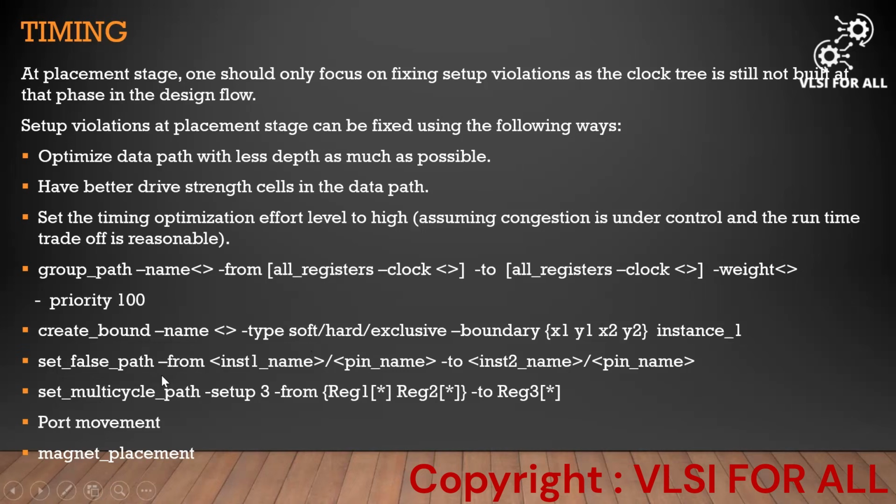And the next one is set false path. Let's say the start point is getting one clock and the capturing path is getting another clock, and those two clocks are asynchronous, not syncing at any point of time. We take the LCM of those two clock periods; if the LCM is good, fine. If it is not matching, then we can term it as a false path. For those kinds of paths, we can give set false path commands. And if you are still seeing timing issues in in to reg or reg to out, and it is possible to move the ports near to the register, we can move the ports. That is the port movement which we do in the placement stage.